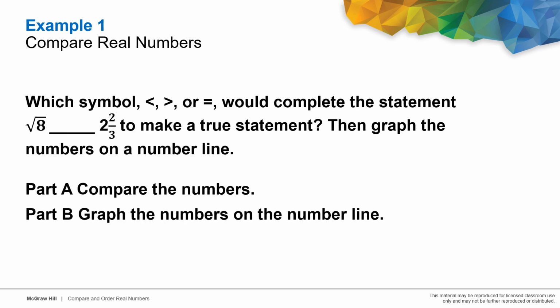All right, so in this example, they're just asking us to compare the real numbers square root of 8 to 2 2/3. So for this, you'd want to convert them to decimals. The square root of 8 is, I believe, 2.8 something, and 2 2/3 would be about 2.6 repeating. Therefore, the square root of 8 would be greater than 2 2/3. And let's take a look at the next slide and see if we are correct.